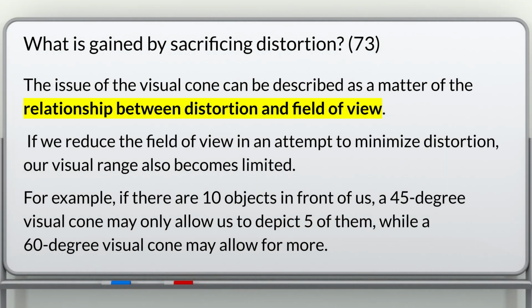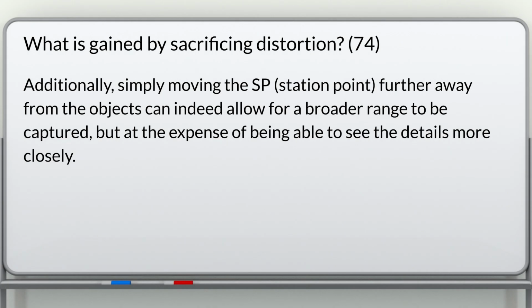The issue of the visual cone can be described as a matter of the relationship between distortion and field of view. If we reduce the field of view in an attempt to minimize distortion, our visual range also becomes limited. For example, if there are 10 objects in front of us, a 45-degree visual cone may only allow us to depict 5 of them, while a 60-degree visual cone may allow for more. Additionally, simply moving the SP further away from the objects can indeed allow for a broader range to be captured, but at the expense of being able to see the details more closely.